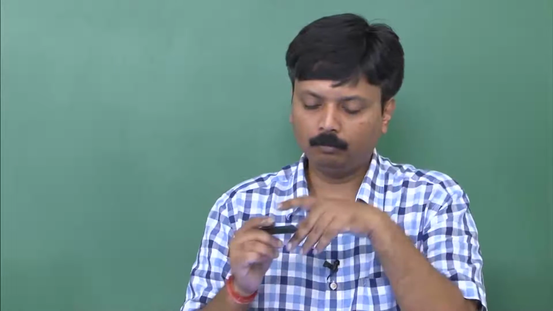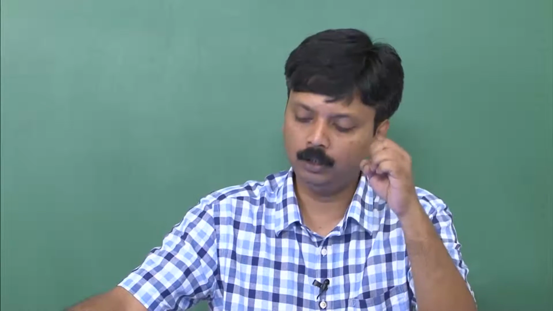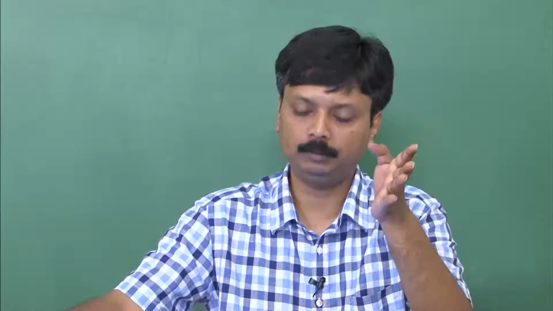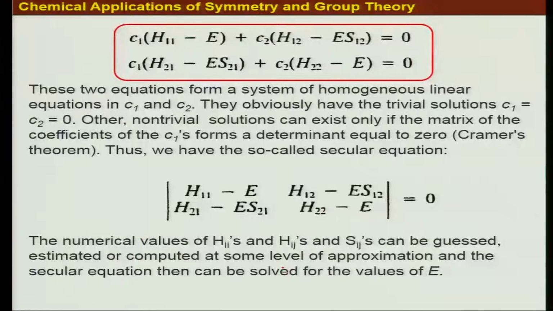So now I have the energy equation that I can write in this fashion, using those notations. I got this energy equation by multiplying the secular equation by phi 1 and integrating. I could also do the same thing with phi 2. That means I could multiply the secular equation by phi 2 and integrate over all space, and I would get something like this. You can see the similarity between these two equations. Now if I put these two equations together, they form a system of homogeneous linear equations in C1 and C2, which are the coefficients for the linear combination.